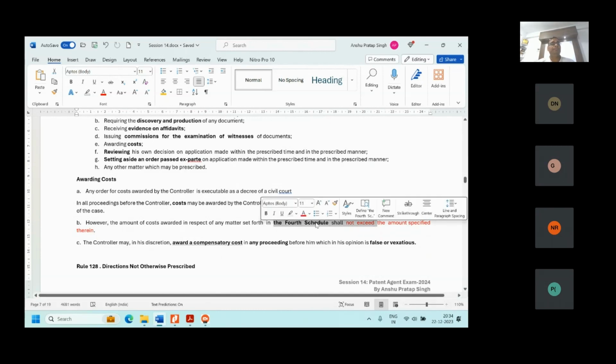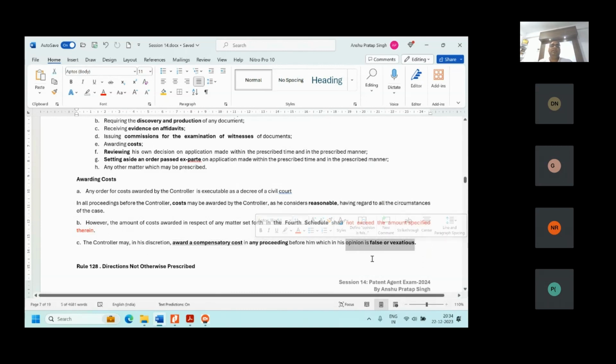Cap is given in the 4th schedule, not beyond that. And he can also ask for a compensatory cost if the proceeding which has been initiated by the other party is false or vexatious. Vexatious is just started to trouble the other individual. Okay.